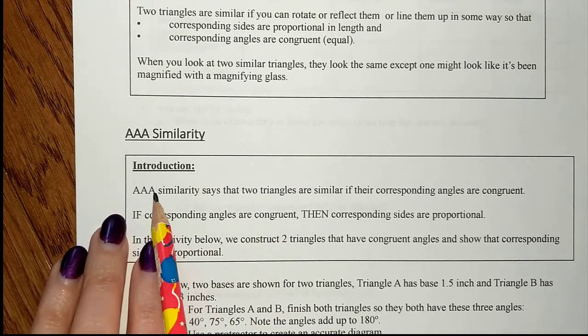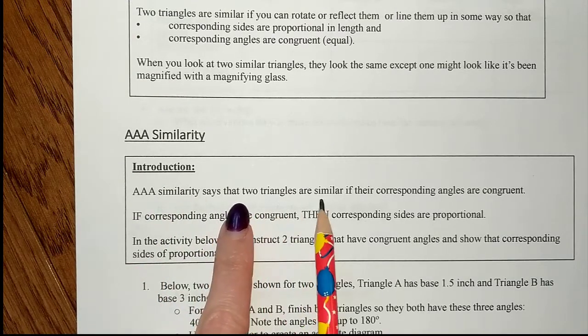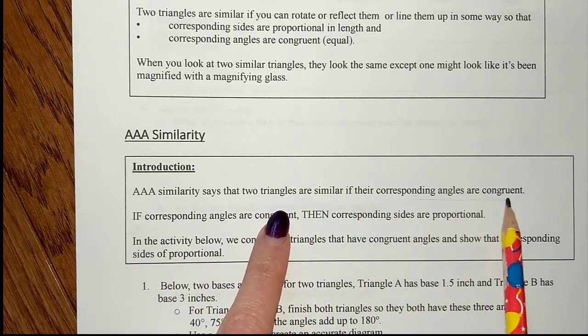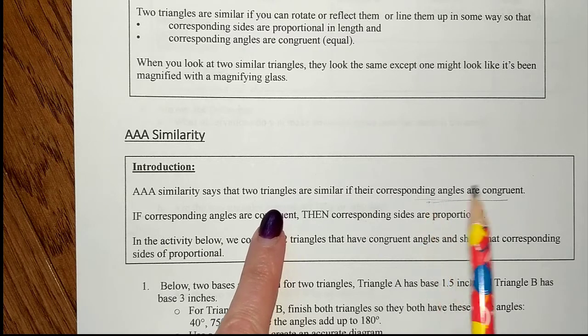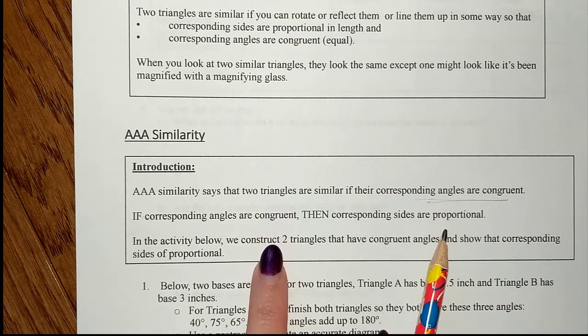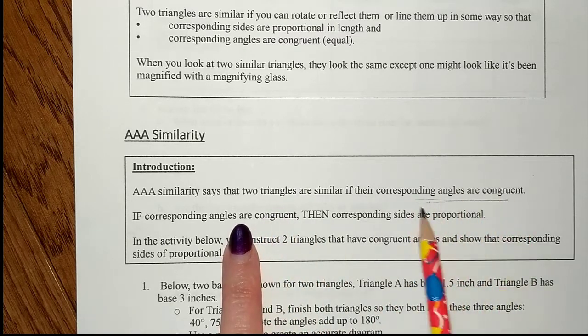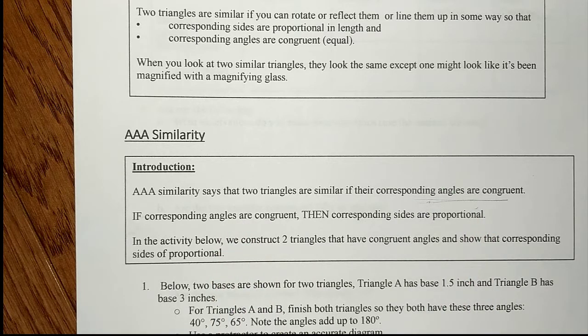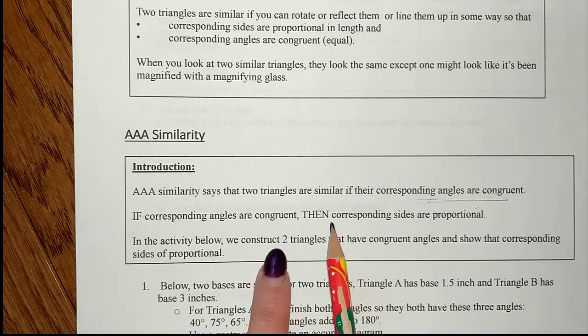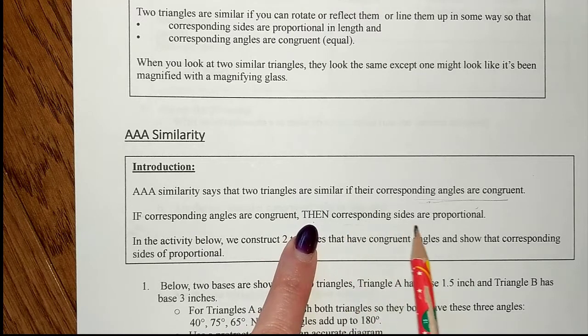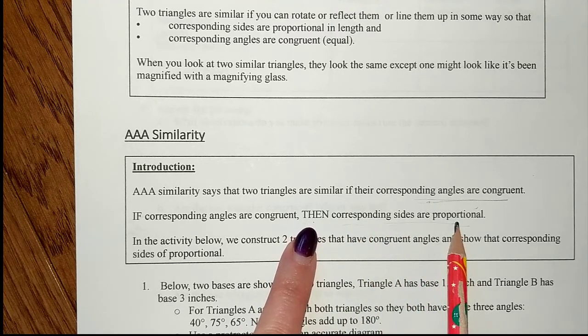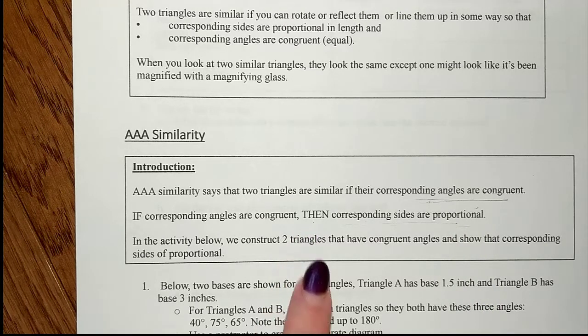So angle similarity says that two triangles are similar if the corresponding angles are congruent. Corresponding angles are equal, right? So if I can show that all three angles have pairs and they're all the same, then I don't have to show that the corresponding sides are proportional. I get that for free. It's definitely true that the triangles are similar.